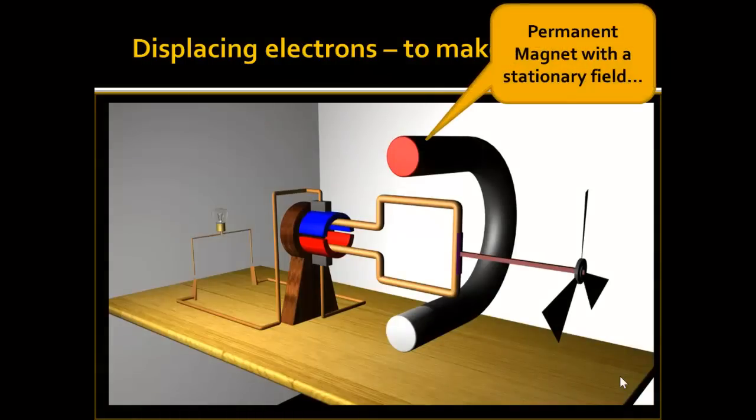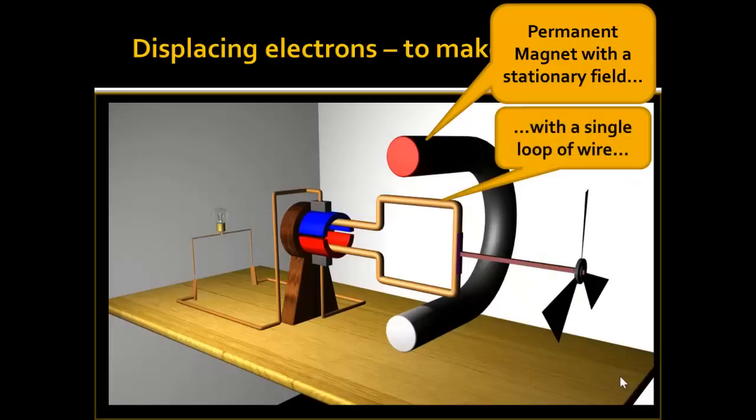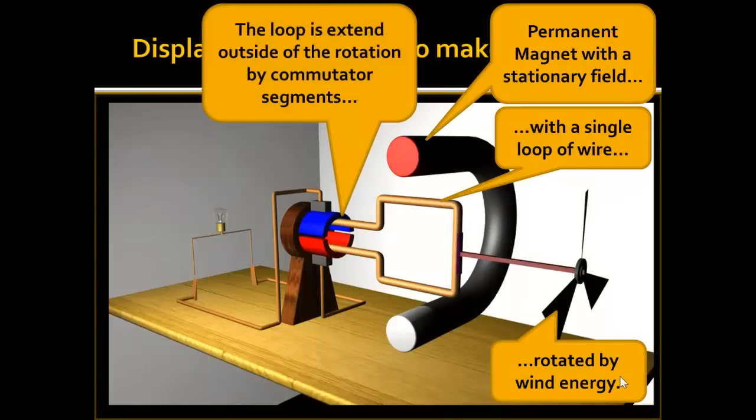So we have a permanent magnet with a stationary magnetic field. We have a single loop of wire or conductor that is rotated by wind energy. The loop is extended outside of the rotation by commutator segments. Now if you think about this, the loop that we're inducing current flow into continues through the segments, through the brush, through the wire, through the light bulb, through the wire, through a brush, back into the other commutator segment, back to the rotating loop. So this is really one loop of conductor that includes the commutator segments, the brushes, and the little light bulb.